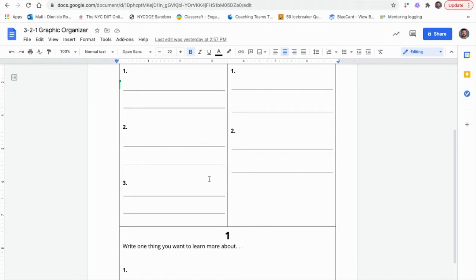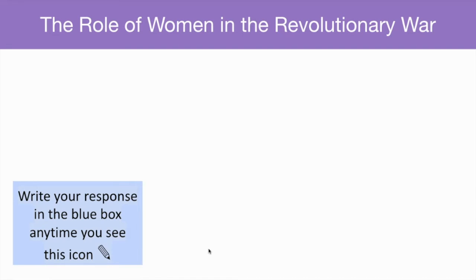This strategy can come in handy when being asked by your teachers to identify the main idea of a text. For the purpose of this lesson, we will use Unit 2, Day 27, the role of women in the Revolutionary War, but you can apply this strategy when analyzing any text in class.